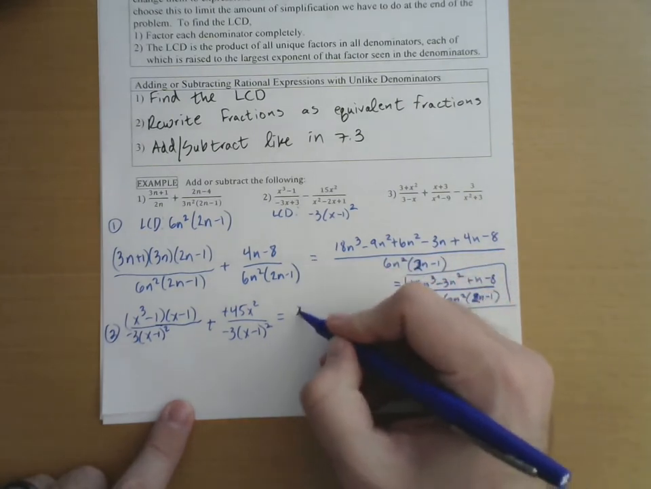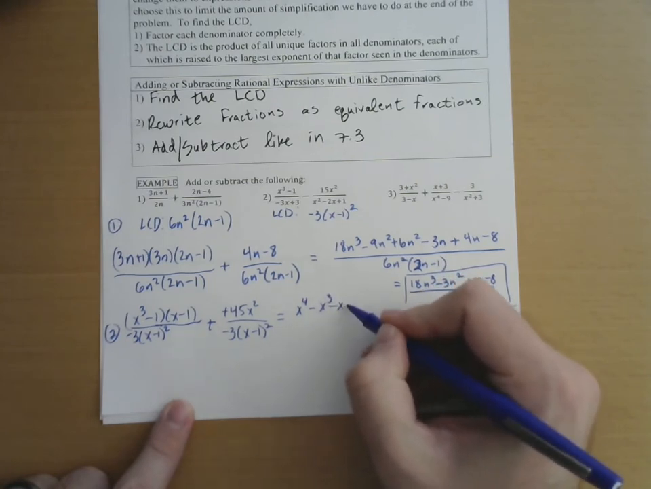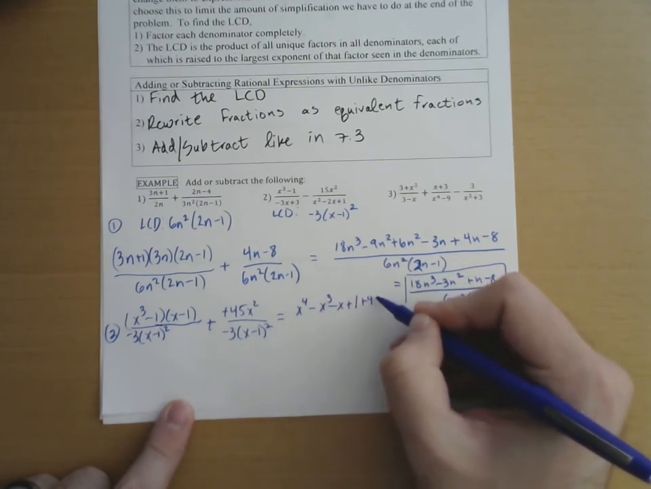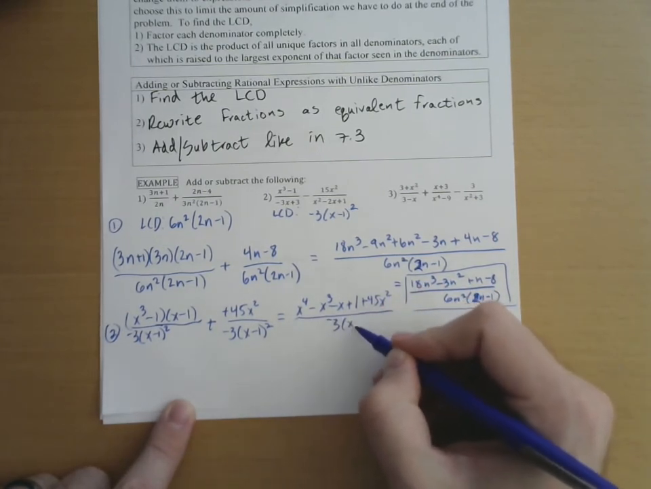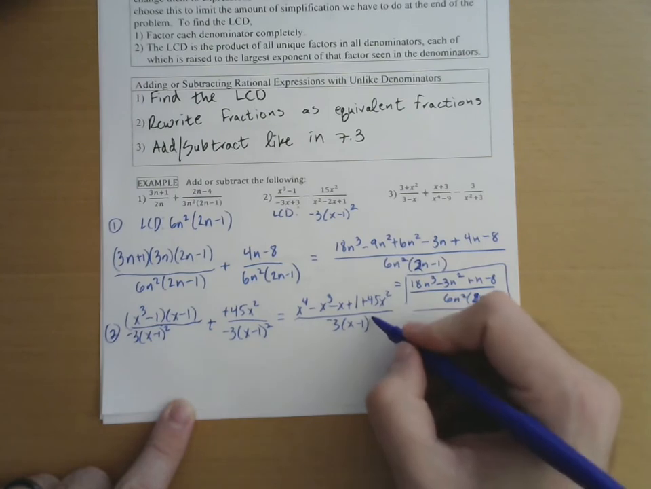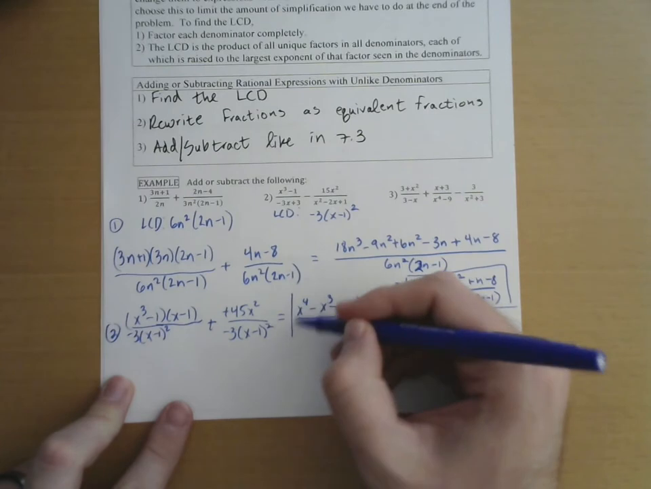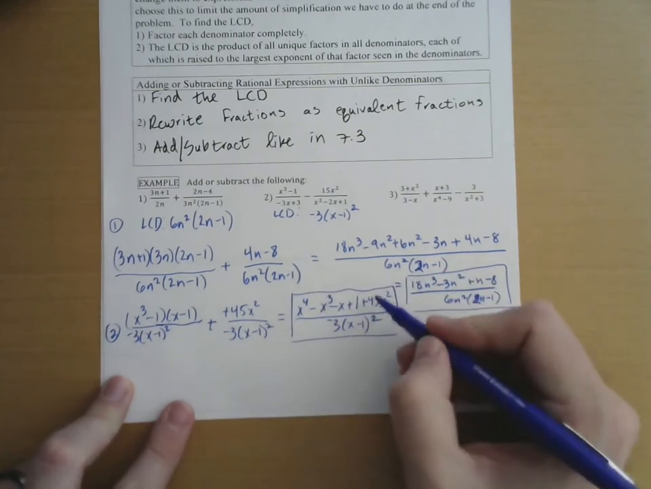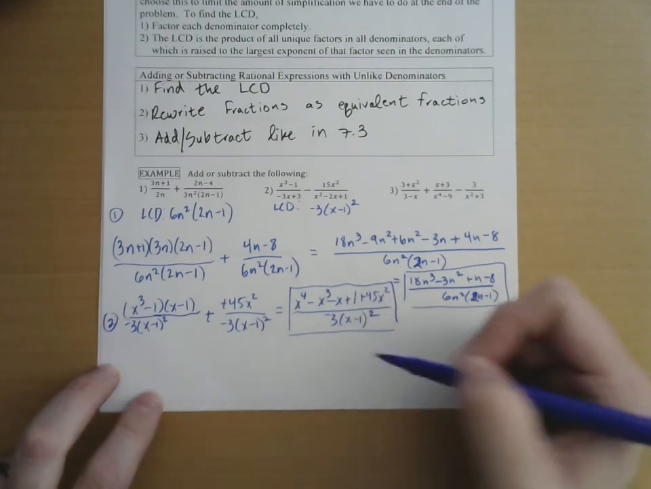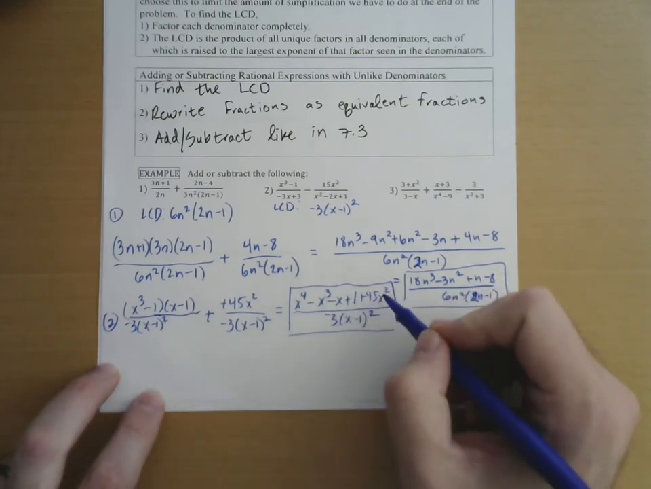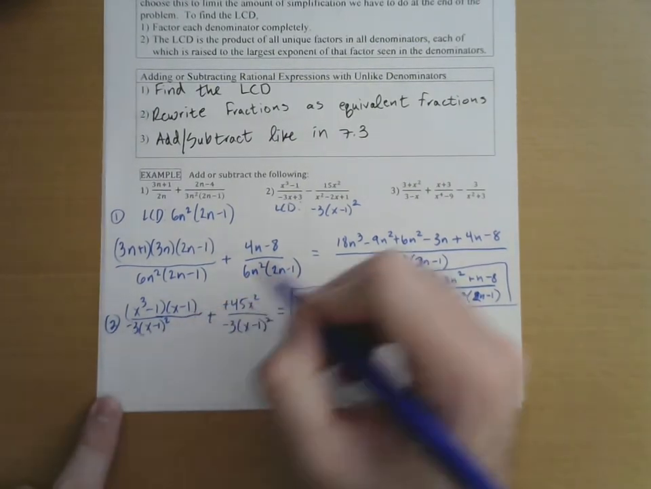And so we end up with x to the 4th minus x cubed minus x plus 1 plus 45x squared over negative 3 times x minus 1 squared. Now the only thing we could do here is rewrite this in order, and because I'm running out of space on this page, I'm not going to. There's no reason other than we like to write things in order for degree purposes and factoring purposes to move that over. But that is our final answer for number 2.